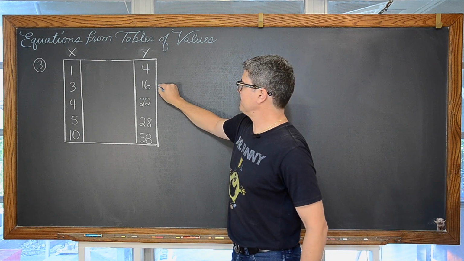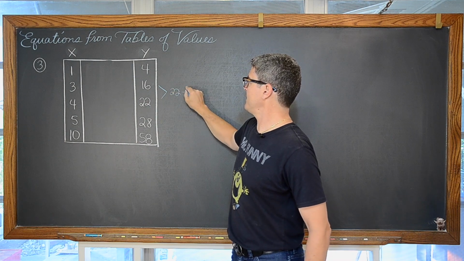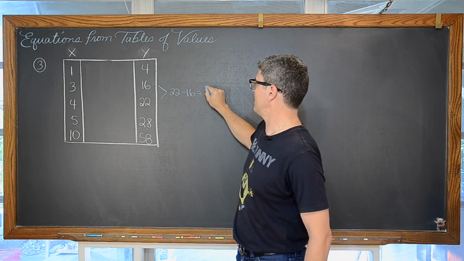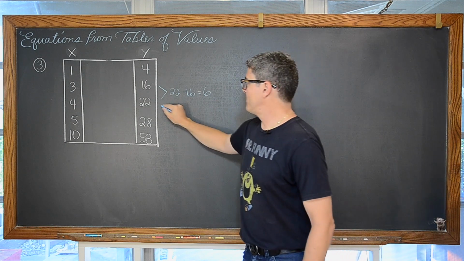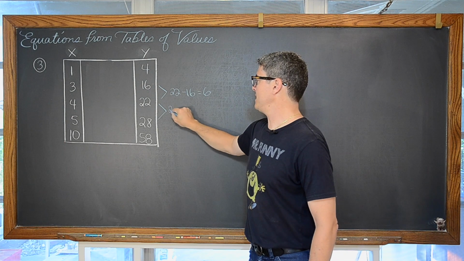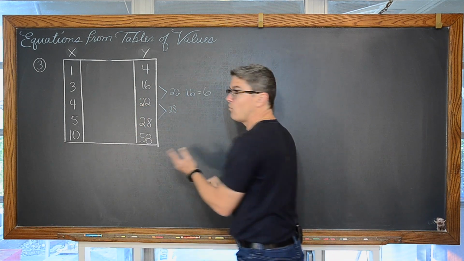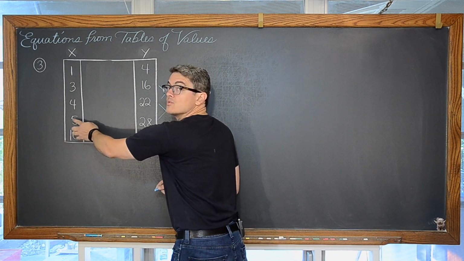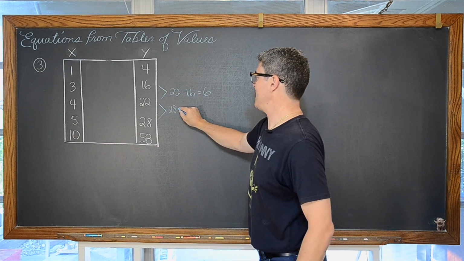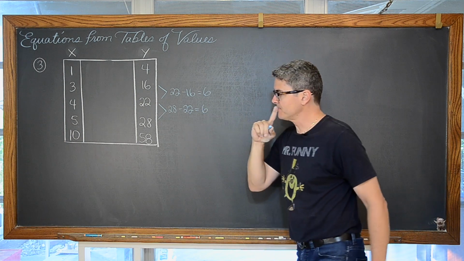And if we look at that and we go 22 minus 16, well, that is an increase of 6. And if you back subtract on the 22 and the 28, well, 28, the number farther down the y column, matching up with the larger value of x, we get 28 minus 22 is also equal to 6.